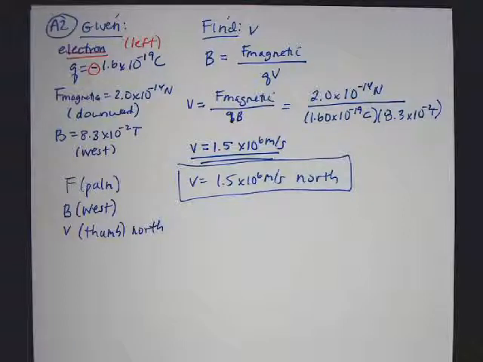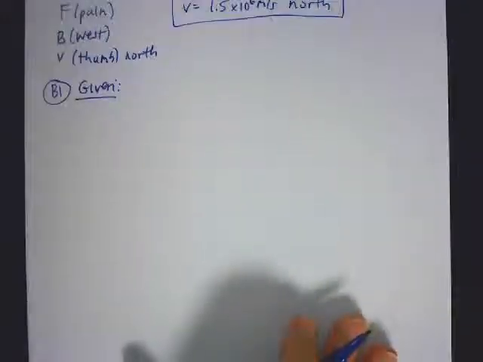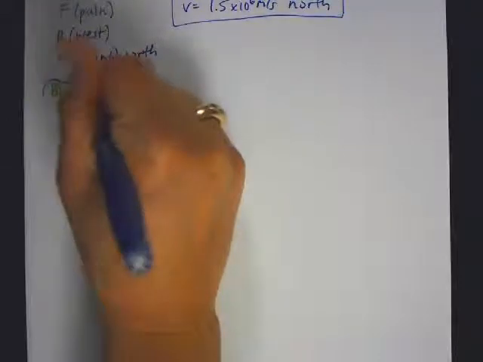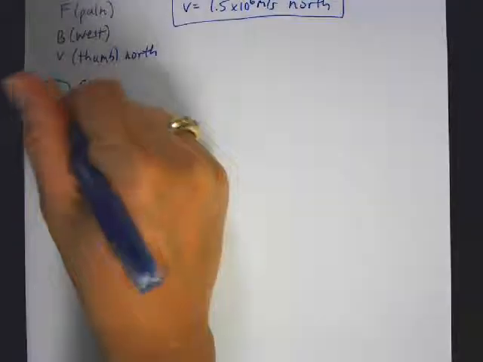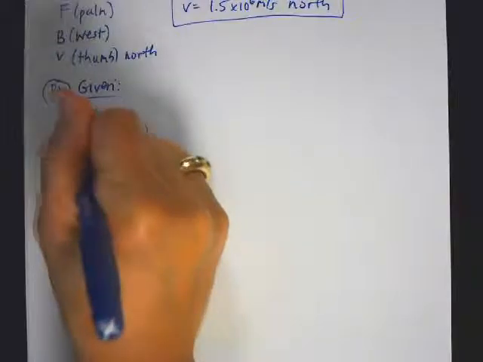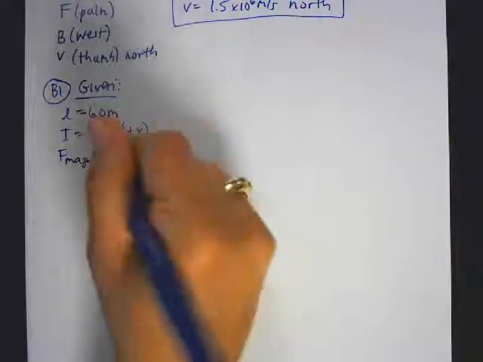All right, now we'll look at practice B. So we'll do B1. So B1 says a wire, the length of the wire is equal to 6 meters, and they're telling me the current is 7 amps, but this is going in the positive X direction. The magnetic force is 7.0 times 10 to the negative 6 newtons, and this is going in the negative Y direction.